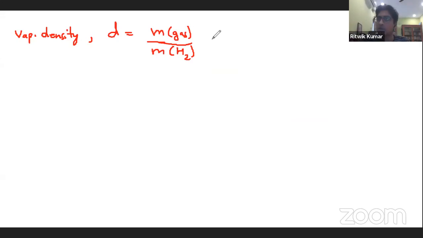density. Now, if we take it to the molar scale, you can replace it by the molecular weight of the gas by the molecular weight of hydrogen, which is 2. So you'll get vapor density is equal to molecular weight by 2. And this is another formula that you can utilize, or they will expect you to use in certain questions.